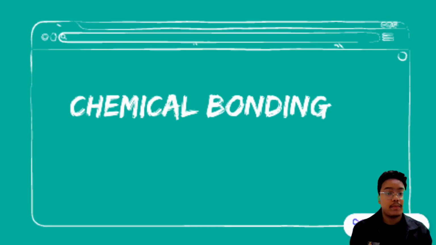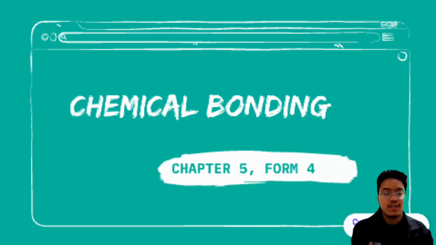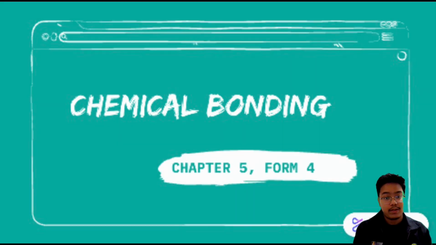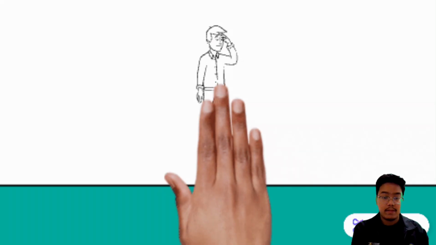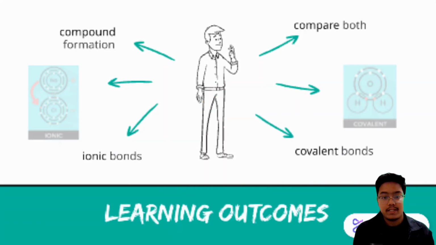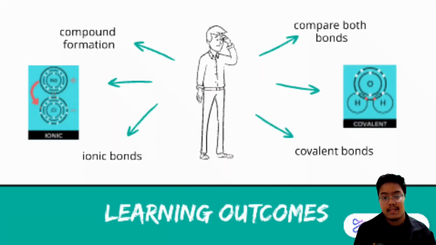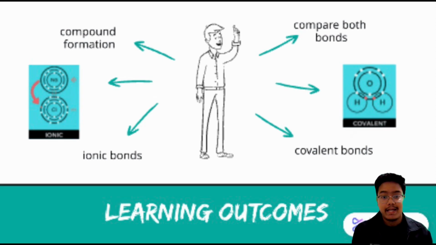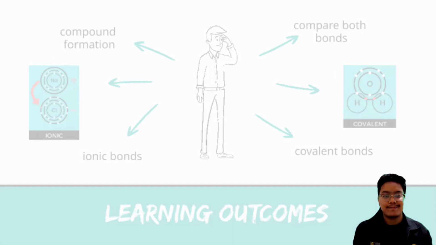2020830792. For today we're going to learn about chemical bonding, which is in chapter 5 in form 4. So before we go through today's lesson, I'm going to tell you about some of the learning outcomes. By the end of the lesson for today, you will be able to explain the basics of compound formation, explain with examples the formation of ionic bond, explain with examples the formation of covalent bond, and last but not least, compare ionic bonds and covalent bonds.